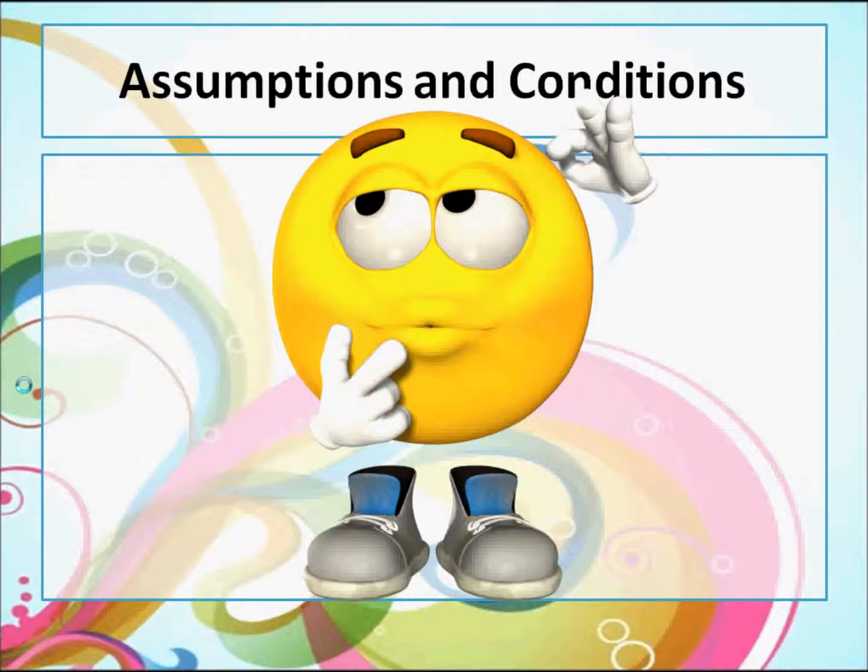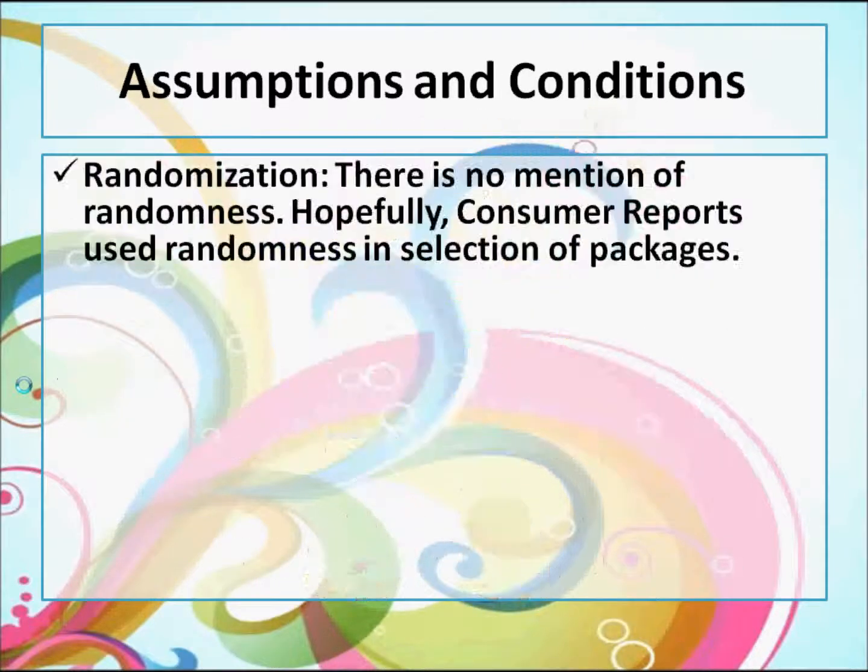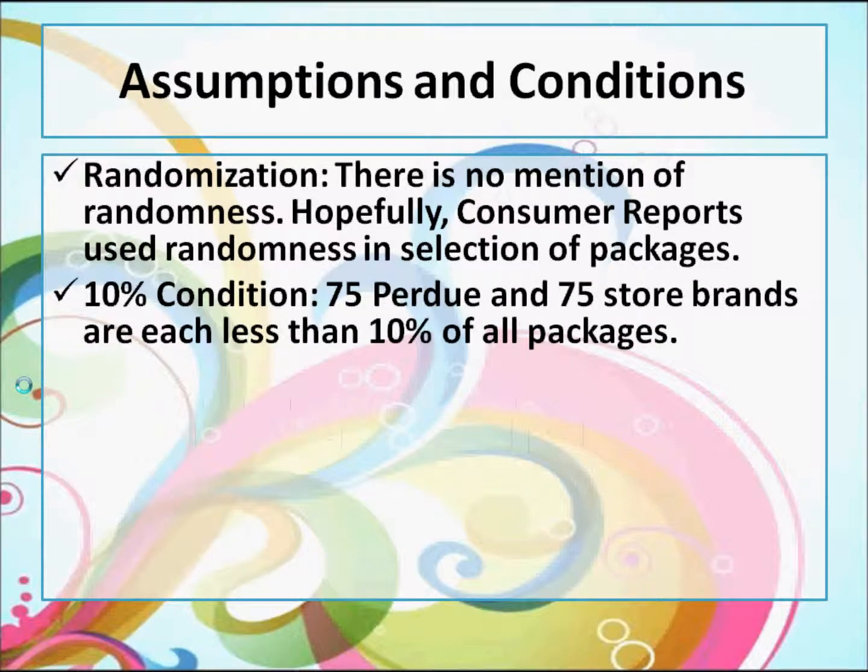Once we've written our hypotheses, now we're going to check our assumptions and conditions. The first one, randomization. There was no mention of randomness in the problem itself, but we're hopeful that Consumer Reports used randomness when they selected the packages. 10% condition: 75 Perdue and 75 store brands are each less than 10% of all packages.